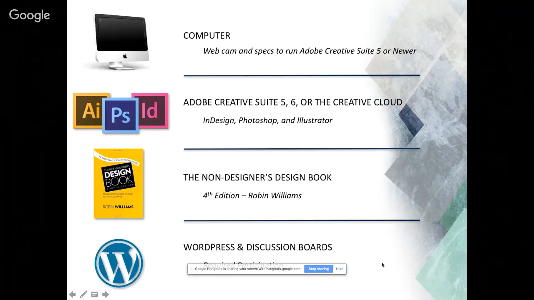Next thing is you're going to be working with WordPress. So make sure that you are ready for that. We're going to be working with WordPress in the first month of the semester, and you're going to be turning in assignments and things like that.